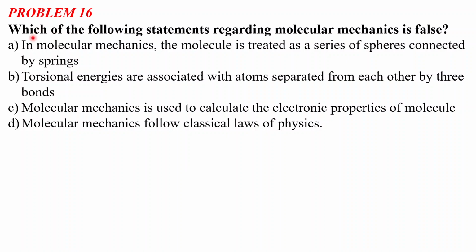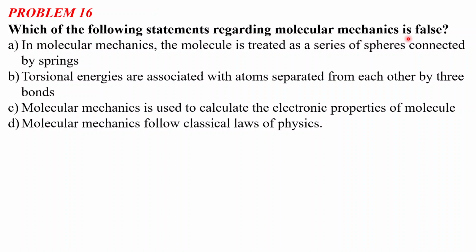Problem number 16 says, which of the following statements regarding molecular mechanics is false? Your options are number A, in molecular mechanics, the molecule is treated as a series of spheres connected by springs. Number B, torsional energies are associated with atoms separated from each other by three bonds. Number C, molecular mechanics is used to calculate electronic properties of the molecule. And number D, molecular mechanics follows the classical laws of physics.